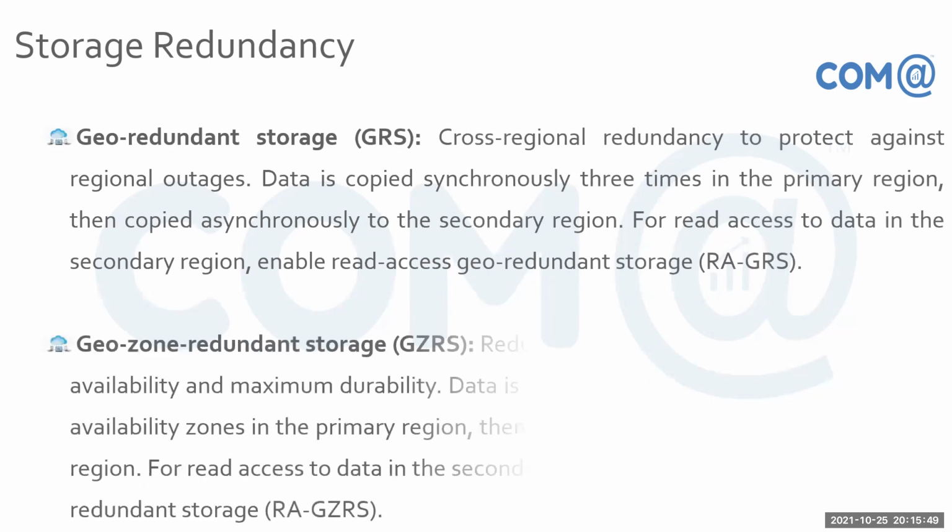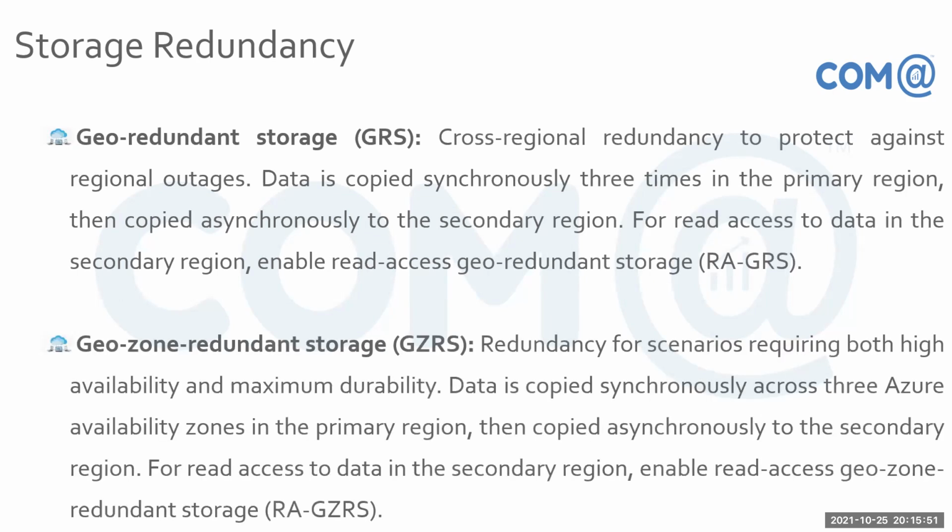And also you have geo-redundant storage, in case of an entire region failure, so that your data is replicated synchronously 3 times in the primary region, and also copied asynchronously to the secondary region. And this geo-redundant storage is obviously going to be a costlier solution. So in that case, you can go with a slightly lower cost option, read access geo-redundant storage, where the secondary location will have only read access.